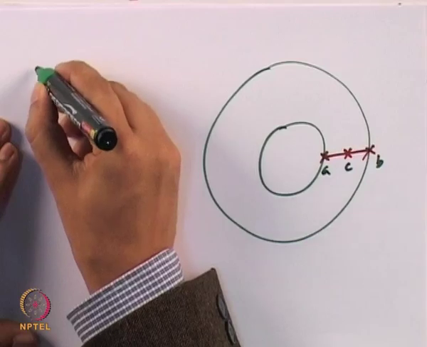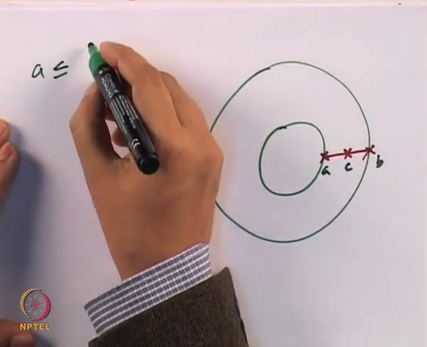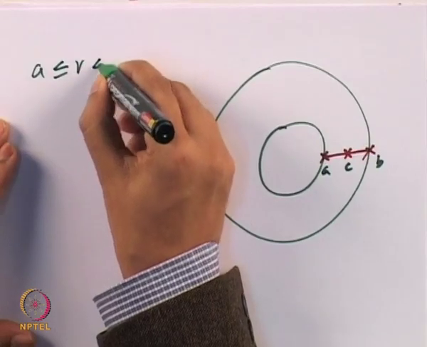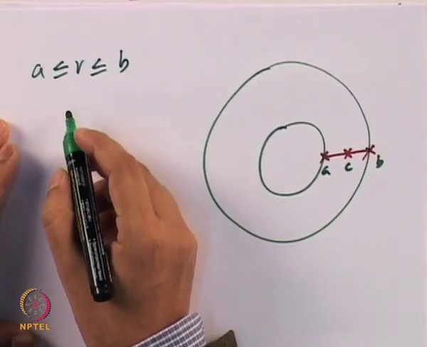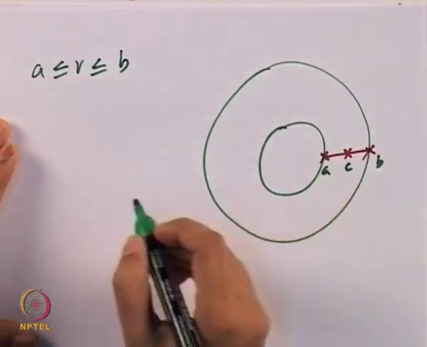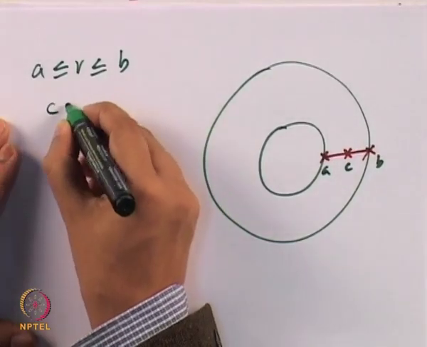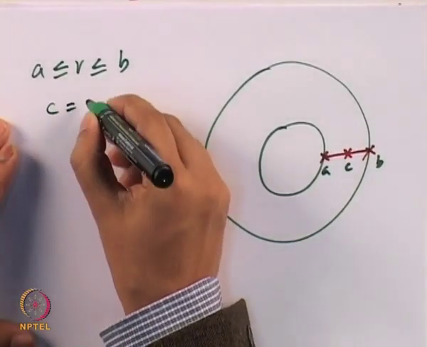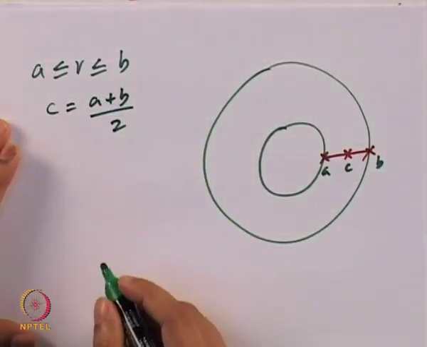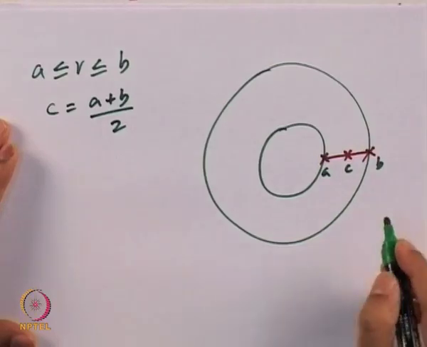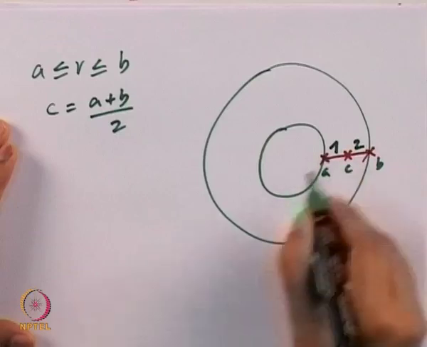what we have is A less than or equal to R less than or equal to B, but there is also going to be a point called C that is in between A and B. So C will be equal to A plus B by 2. If we do that, we can split this problem into two regions. This is region number 1, this is region number 2.